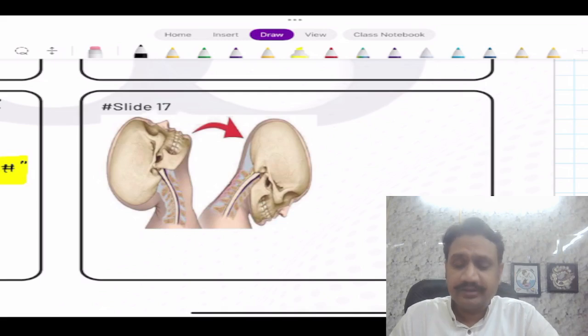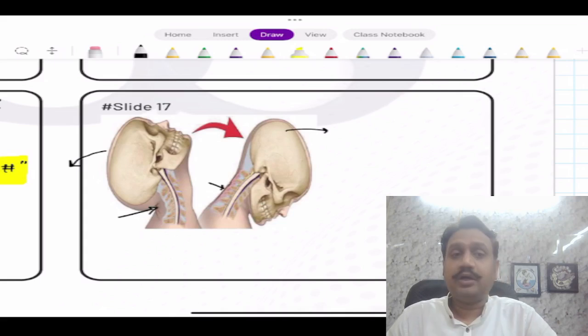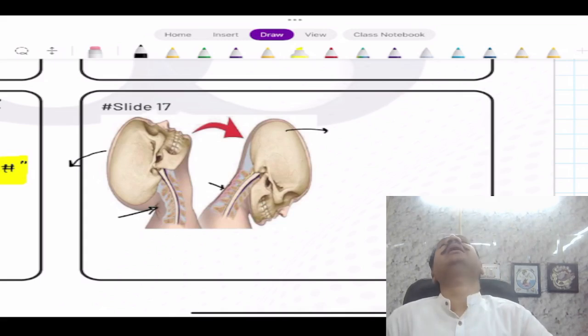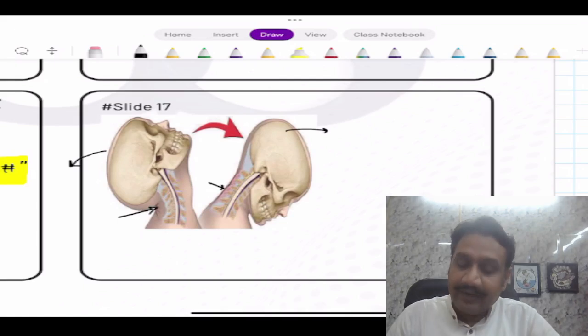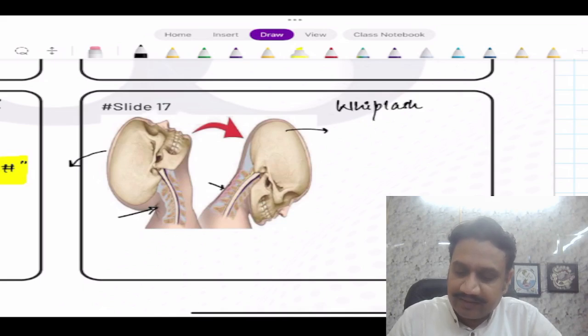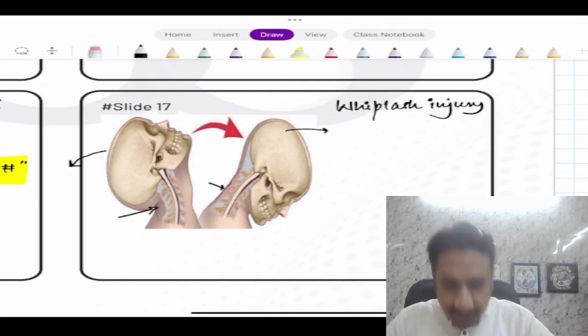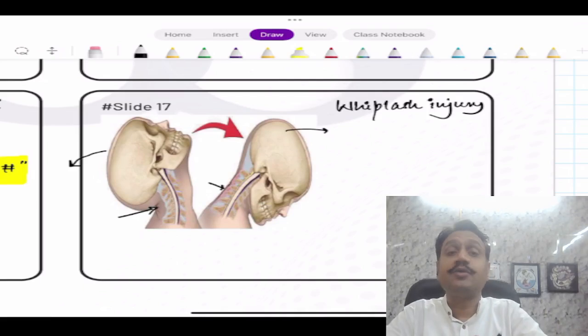All right, look at this one. What do we see in this picture? The head is going back and then going in front, and the pressure is happening onto the neck area. So this is a cervical spine injury. The neck going back and suddenly coming in front: hyperextension followed by sudden flexion. What do you call that? This is whiplash injury.